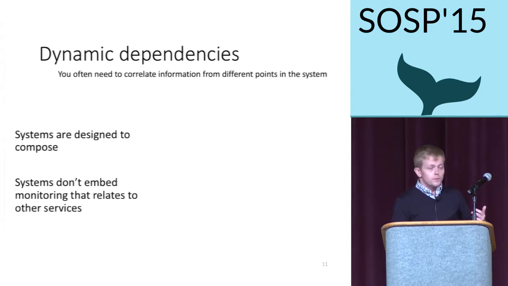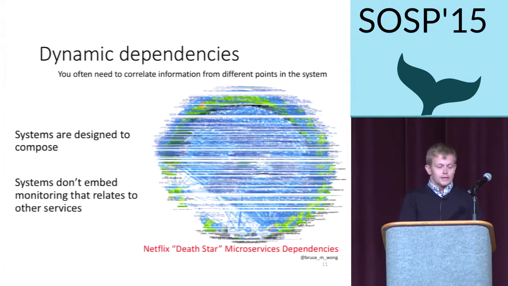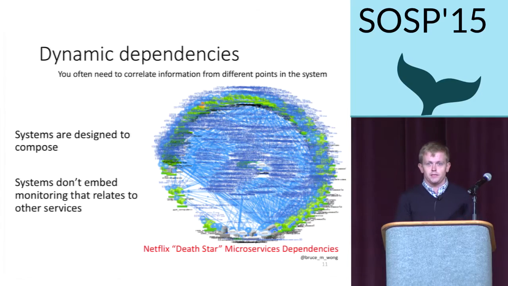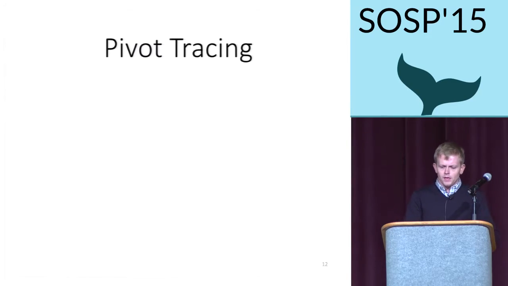Correlating events across multiple systems is especially difficult when systems are designed to compose, because it turns out that it's rare that the systems embed monitoring that relate to other services. Like, consider Netflix's microservices Death Star. Here, the global configuration is constantly changing. Dependencies aren't going to be known in advance, and neither are the questions or correlations that are asked by users and operators. Pivot tracing addresses both of these challenges by combining two key techniques.